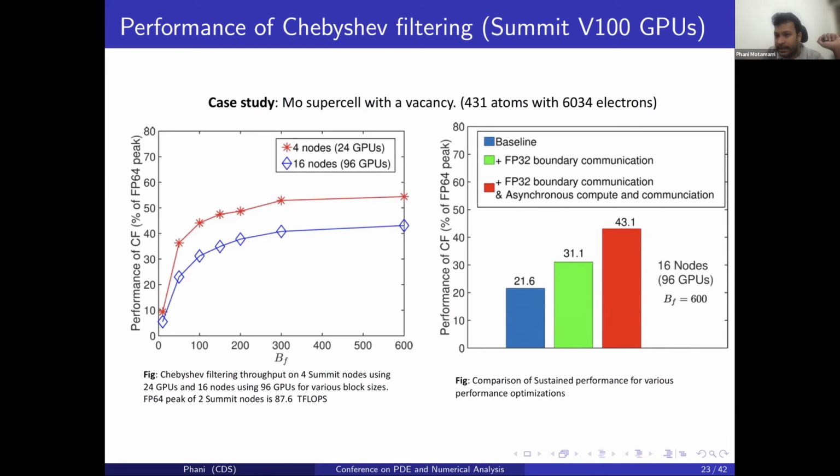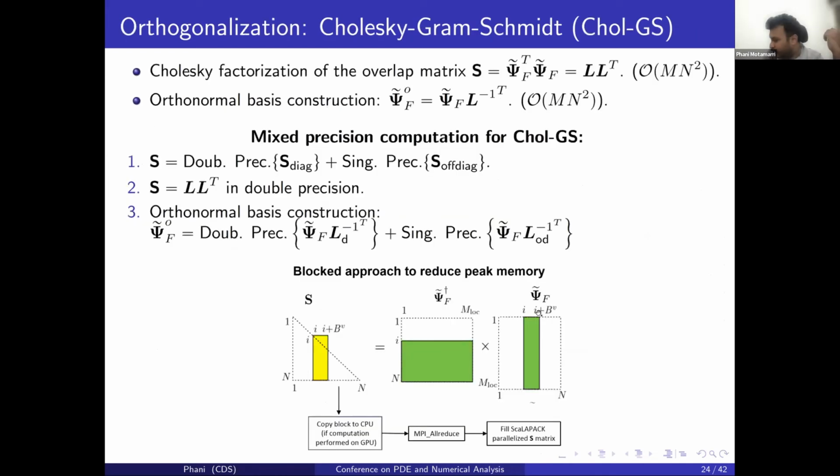So here, the next most important computational step is orthogonalization, which is essentially computing these overlap matrices. And these overlap matrices are just X transpose X kind of matrices, which are parallel and distributed across all the processors. And this is a computationally expensive operation when the number of atoms or number of electrons in the system is larger, which is an order MN squared computational cost.